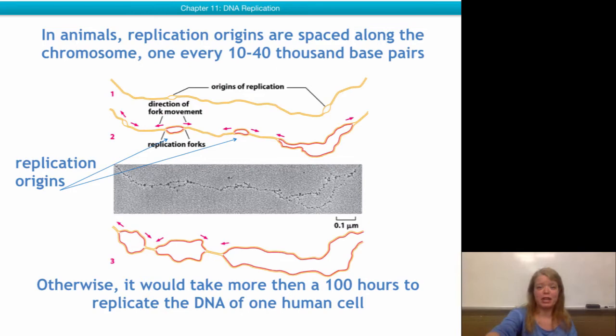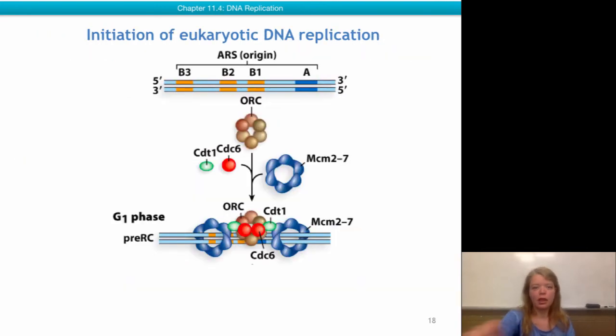And 24 hours is better than the 100 hours they would be stuck with if they only had one origin of replication per chromosome. Now, how is DNA replication initiated? So, the eukaryotic origins of replication have a charming name, ARS, courtesy of the yeast community.